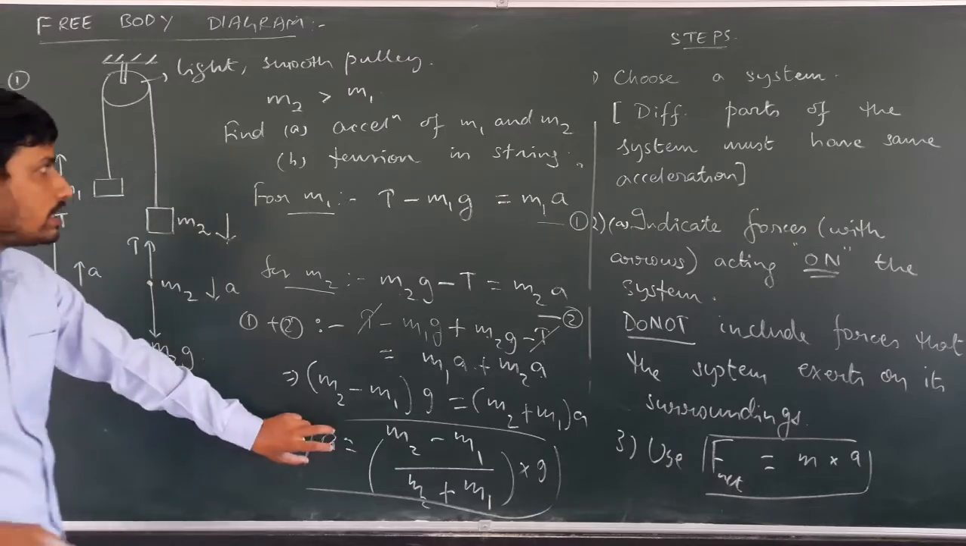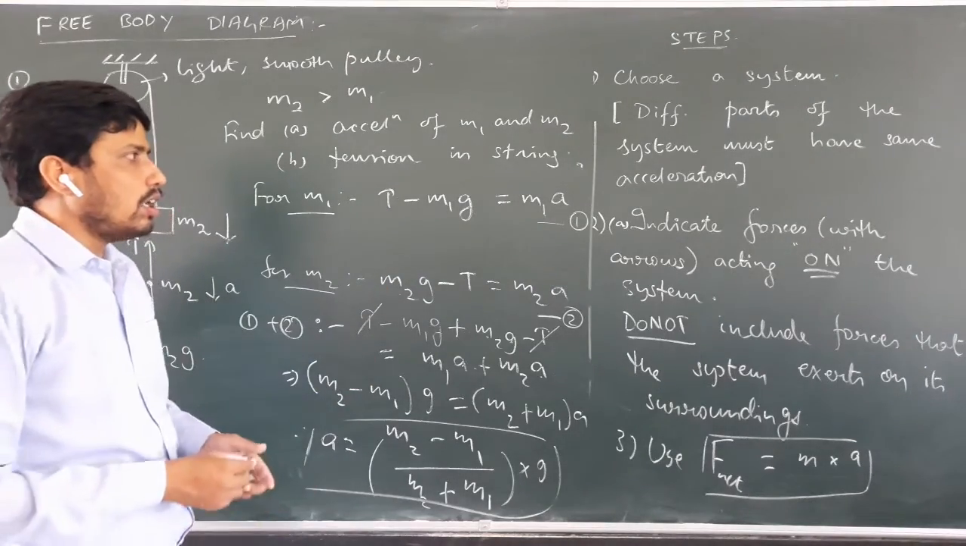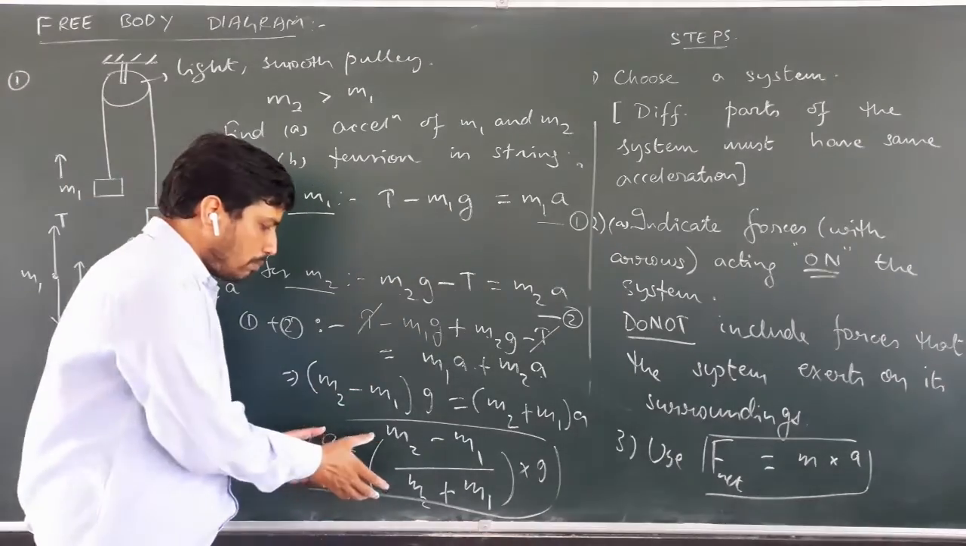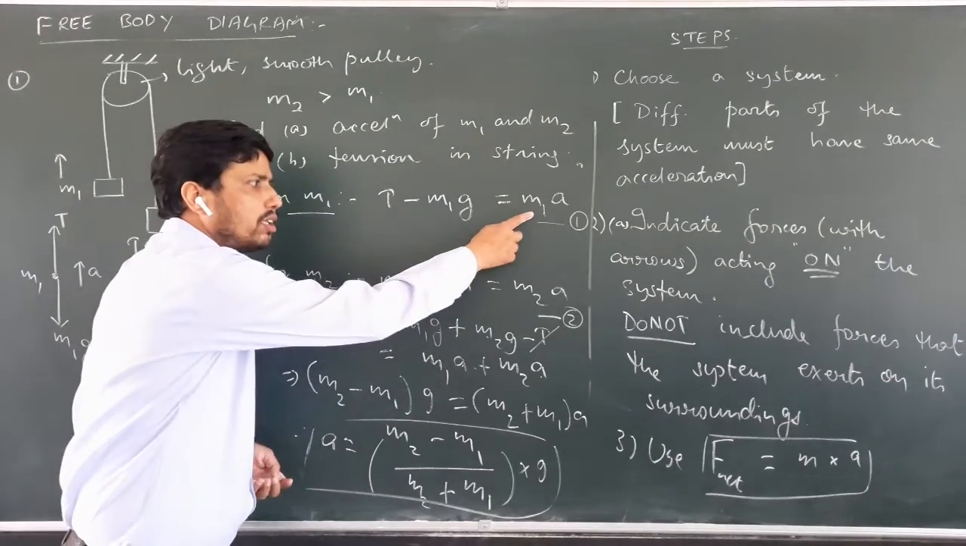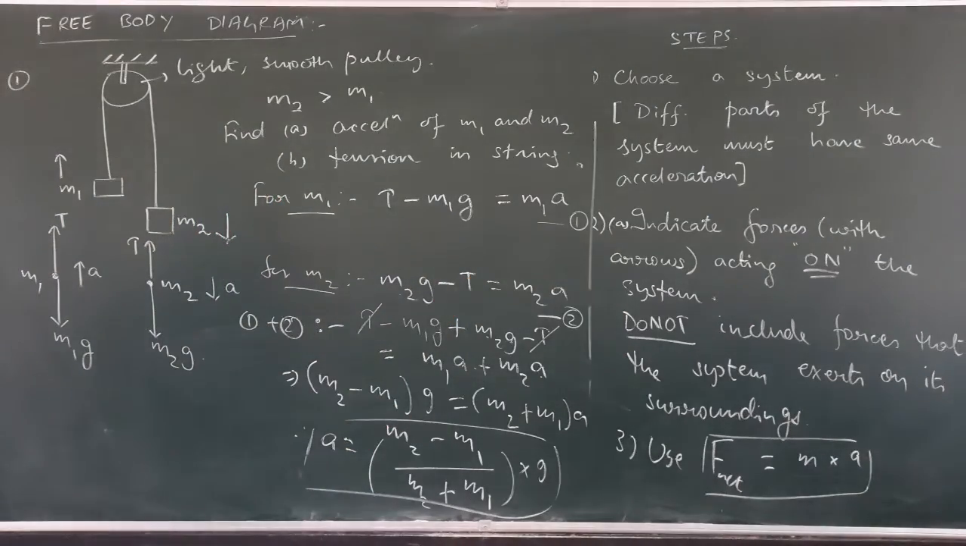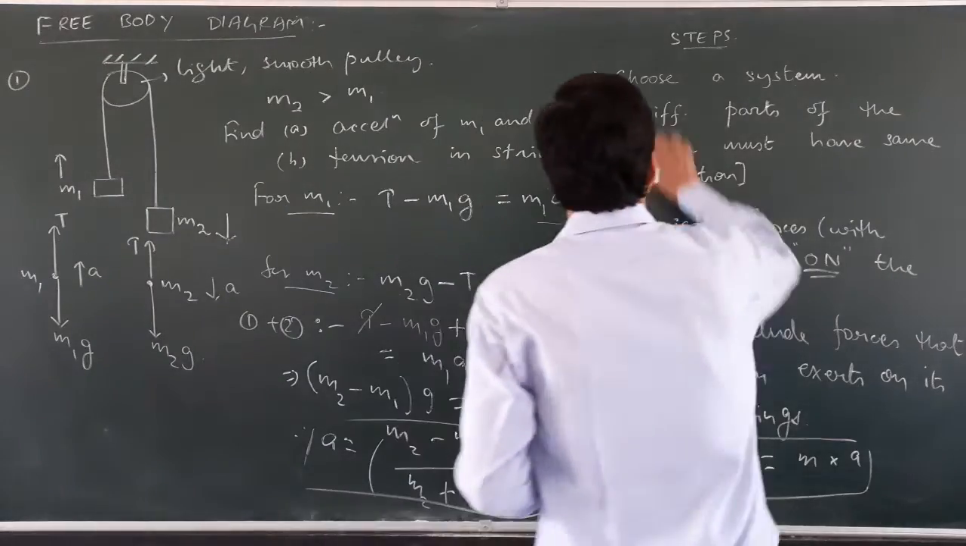Now knowing the value of acceleration, we can easily find tension. For finding tension, what we will do, we will put the value of A in equation 1 or in equation 2. Let me rub this part.